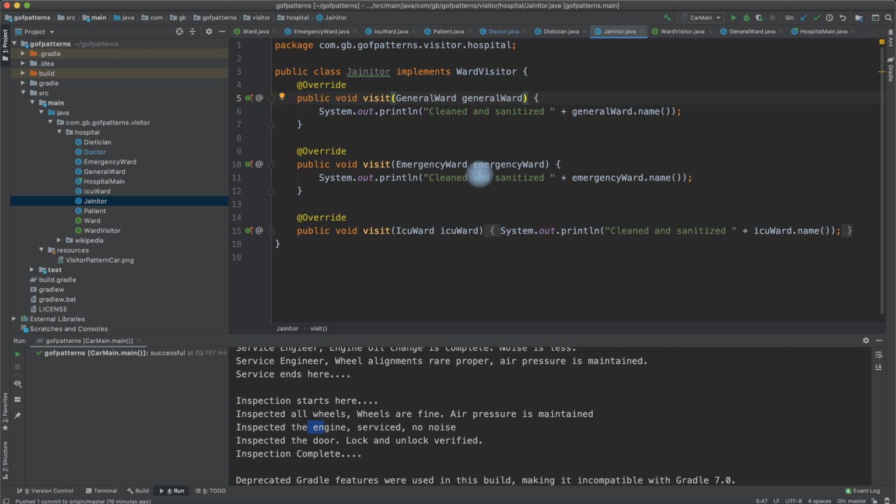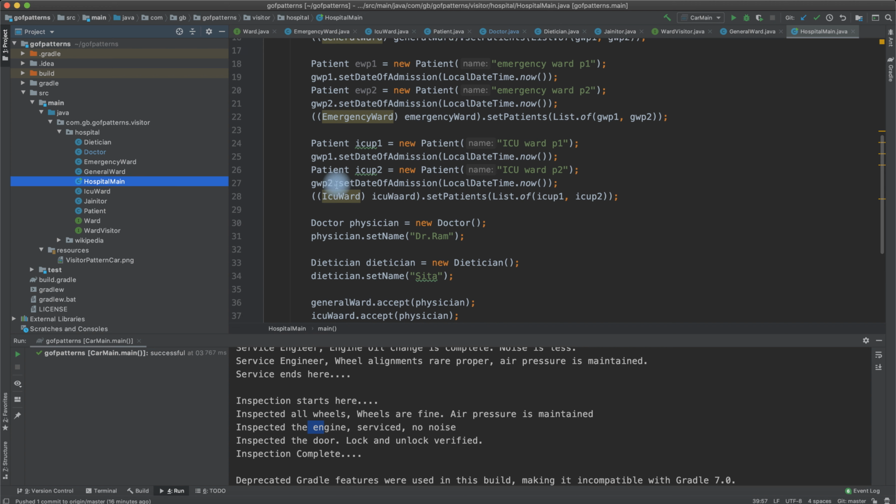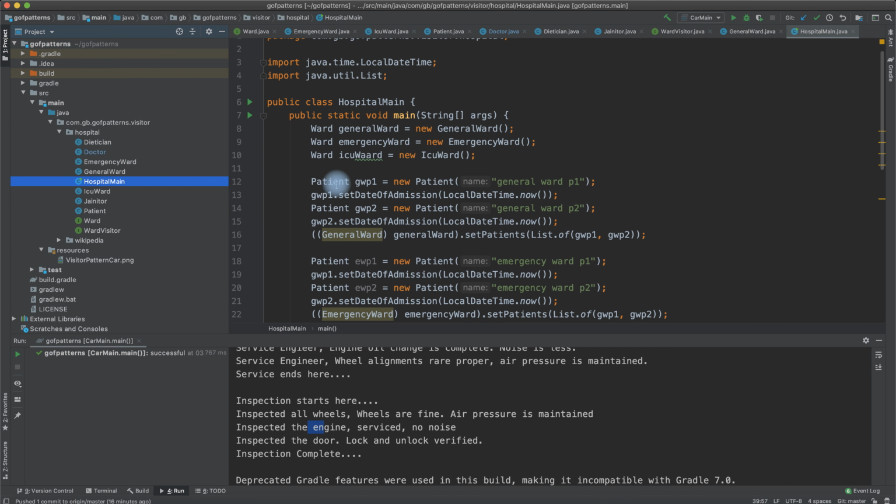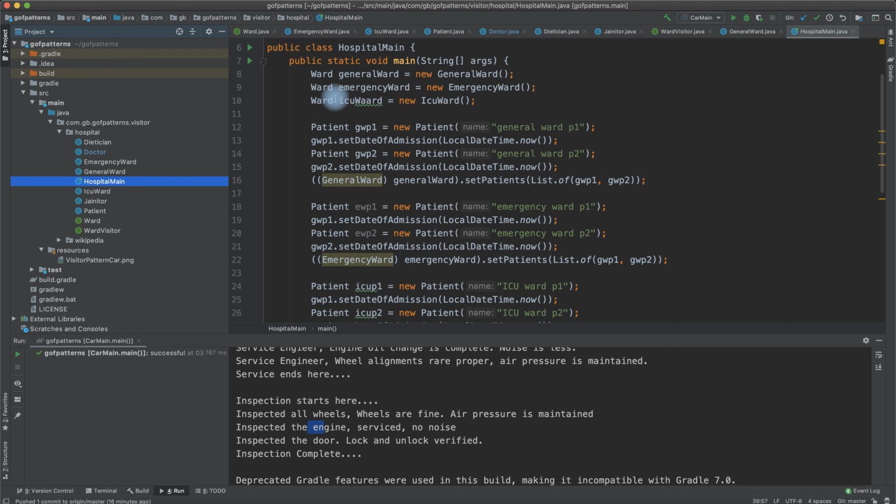So here we are able to justify how we can use the visitor pattern, or understand how we can use the visitor pattern in terms of this hospital management solution. Okay, let us look into the main, which is important. We are creating instances of visitables. General ward is a visitable, emergency ward is a visitable, ICU ward is a visitable.